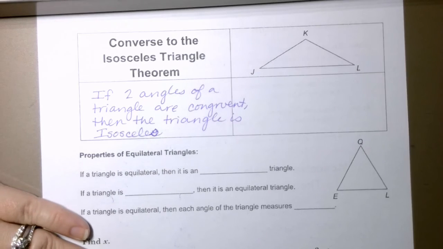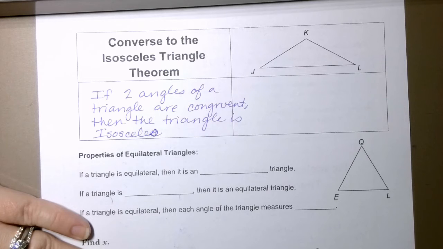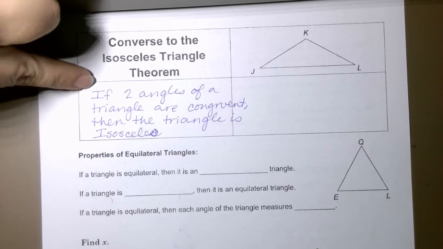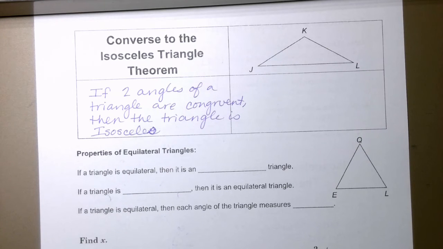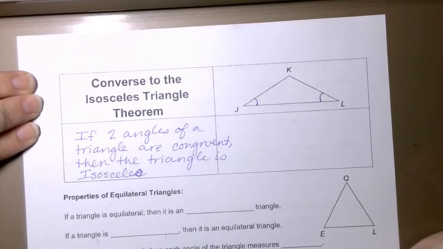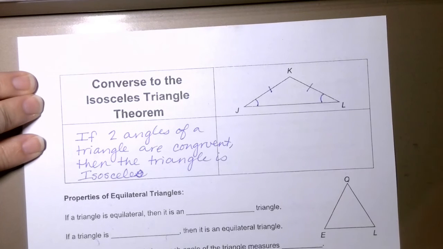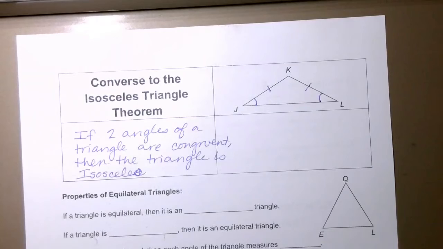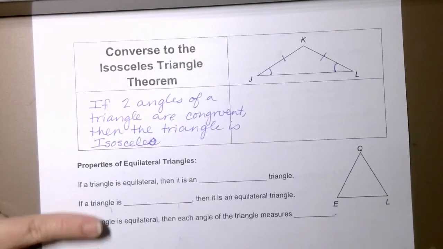How is this different than the other side? The other side said if you know it's isosceles, meaning if you know there's two congruent sides, you can find two congruent angles. This one's saying if you know two congruent angles, you can find two congruent sides because you know it's isosceles. Does that kind of make sense? Let's see what we've got. If I know that this is congruent to this, then I can conclude that this is congruent to that. The other one was if I know this, I can conclude that.